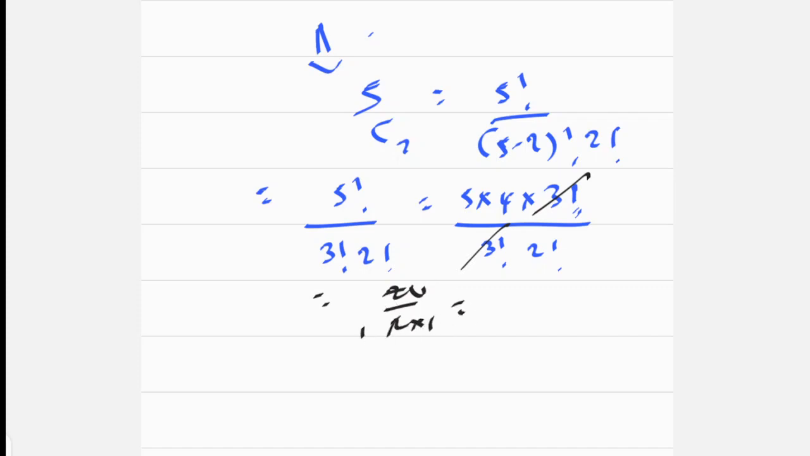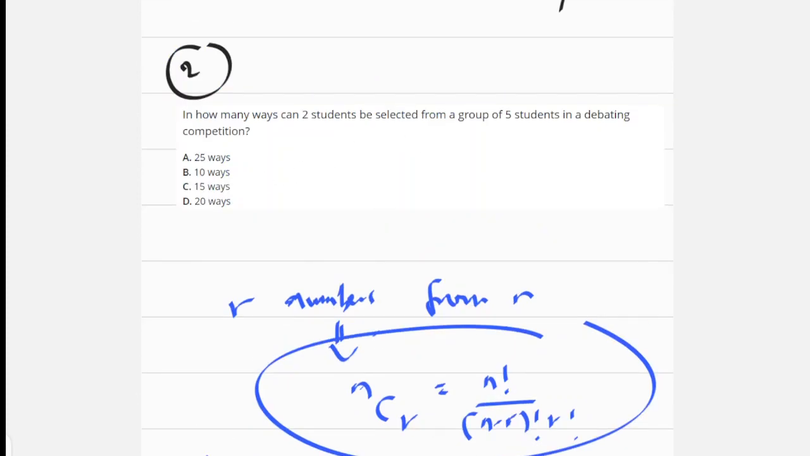So 2 here 1, 2 here 10. So your answer is what? Is 10. I think it's there. 10 ways. Can you see it is not difficult? So within 2 minutes, within less than 40 seconds, you can solve it. So it's not difficult to do.